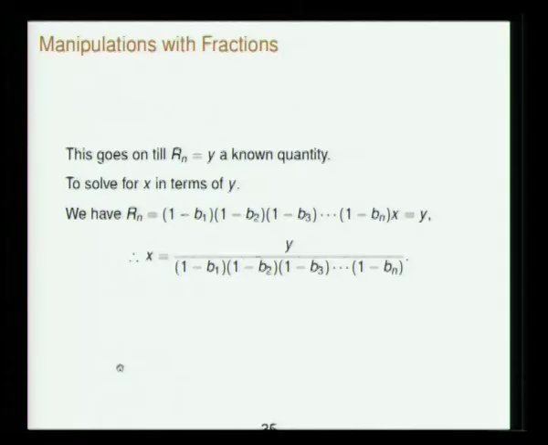So, this goes on till the nth remainder is y, a known quantity. To solve for x in terms of y, so Rn is this, suppose this is y. So, clearly x is y divided by all this.